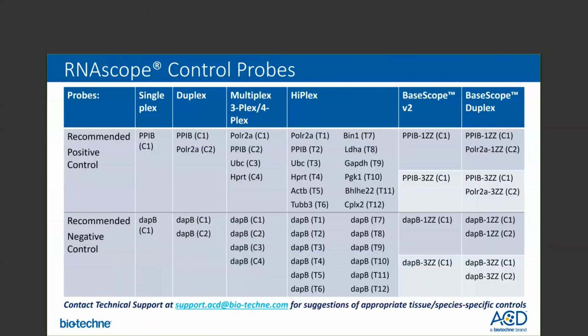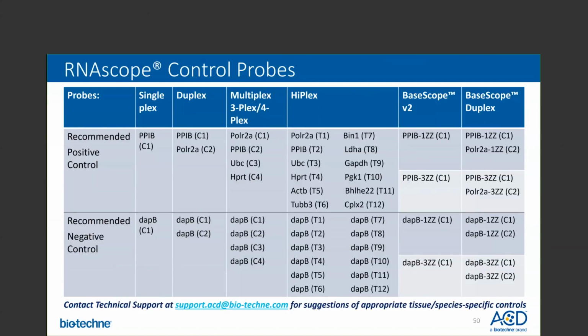A best practice that we highly recommend is to include controls, both positive and negative, in your assay. Positive controls are used to ensure that the assay workflow is correct and to confirm RNA integrity in your sample. Negative control is used to confirm signal specificity.